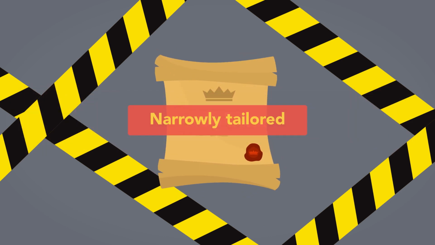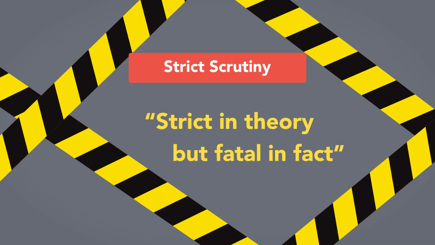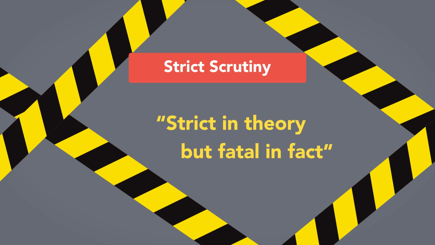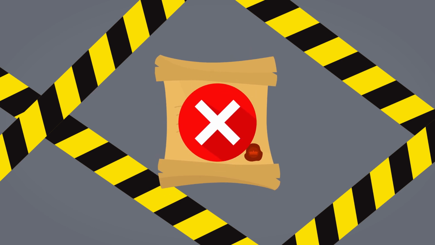When strict scrutiny applies, the government must show that its law is the most narrowly tailored, least restrictive way to achieve a compelling government interest. Lawyers and legal theorists sometimes contend that the strict scrutiny test is strict in theory but fatal in fact, meaning that with few exceptions, a court employing strict scrutiny will invalidate a challenged law.